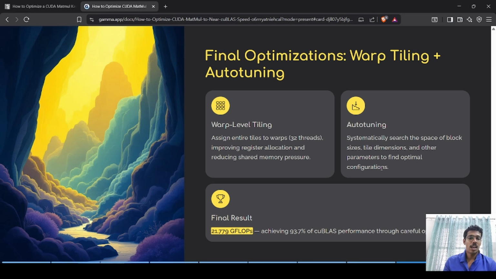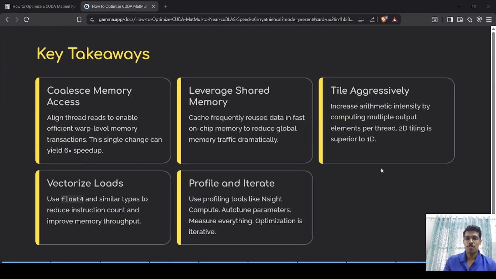So what we have learned over this time is, lesson 1: access memory in a coalesced way, that is, get the memory from continuous memory space, which improves the speed. Then use shared memory to reuse the data, give each thread more work, use vector loads where possible, and tune, profile, and experiment. These ideas apply not just to MatMul but to any GPU kernel. If you want to think like a GPU engineer, these are the concepts that you should master. And that's the full journey from a slow naive kernel all the way to cuBLAS-level performance.